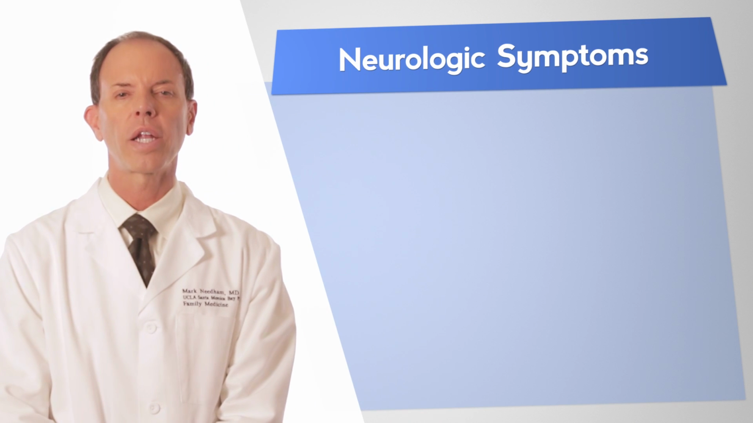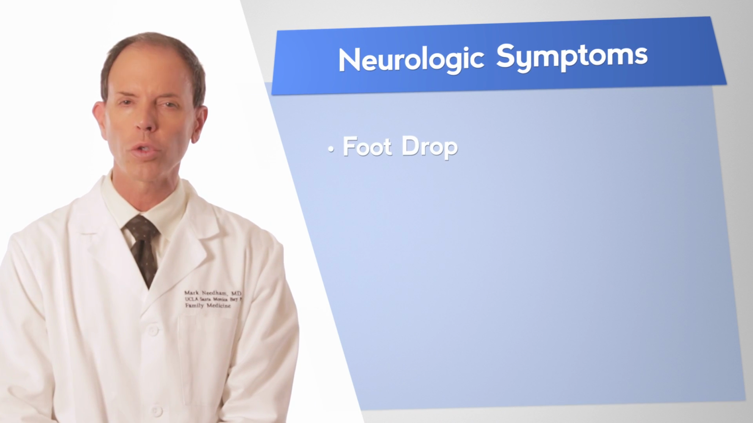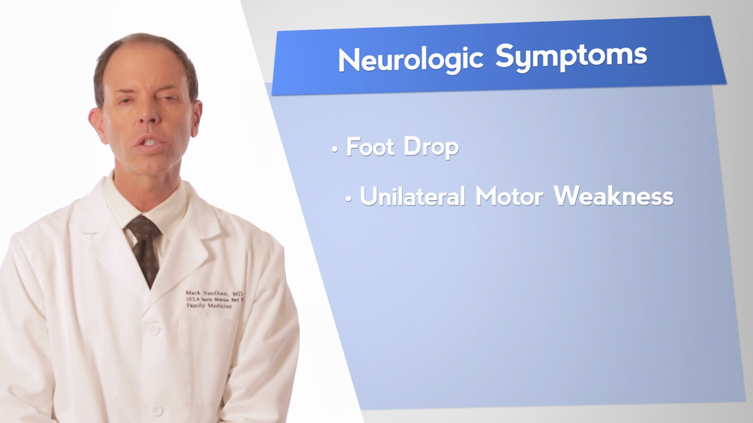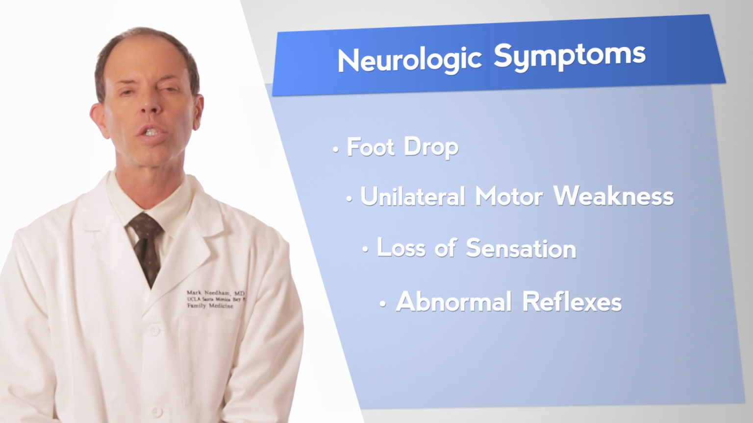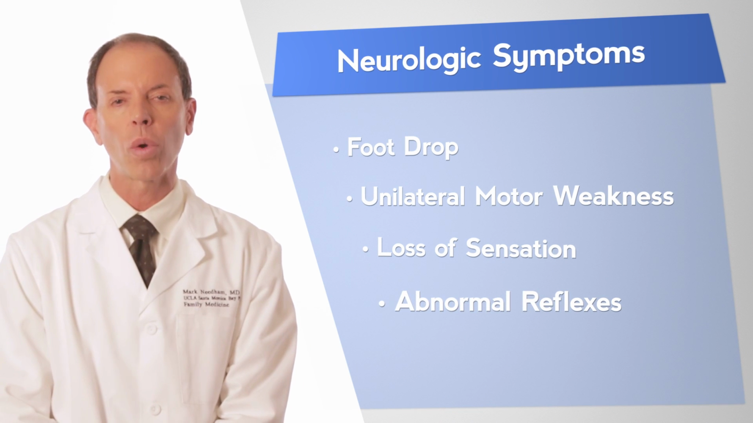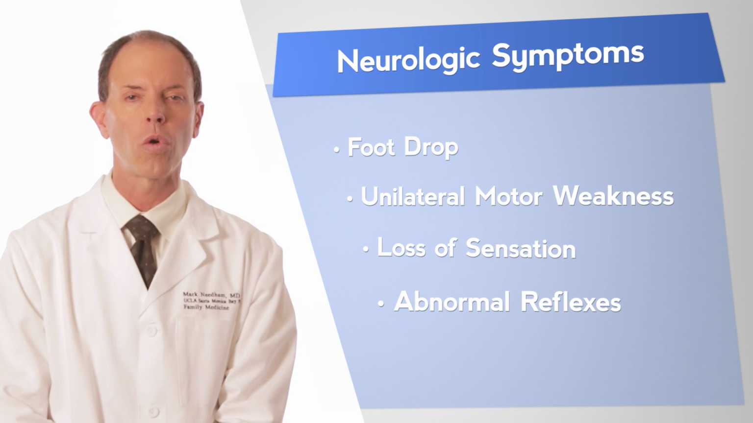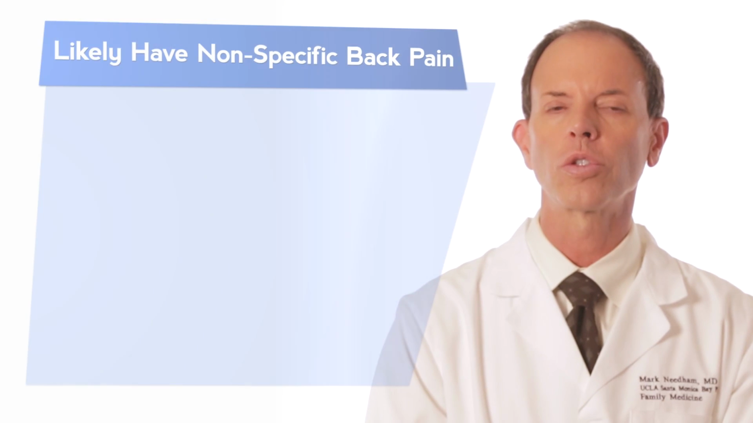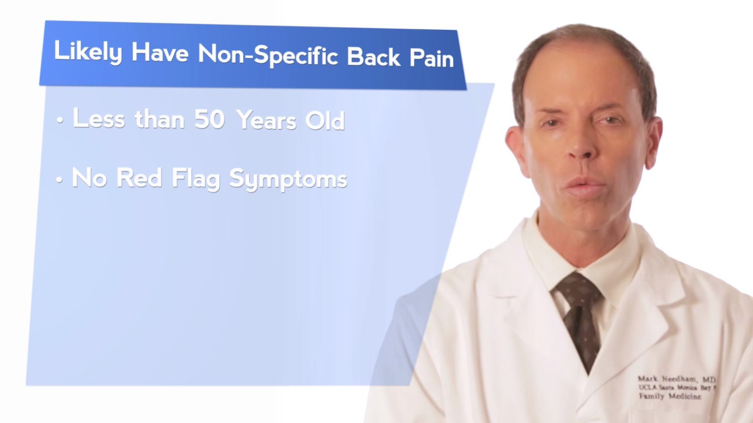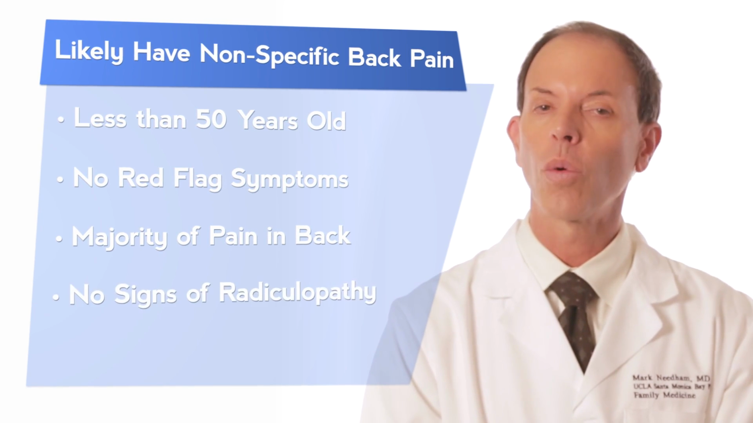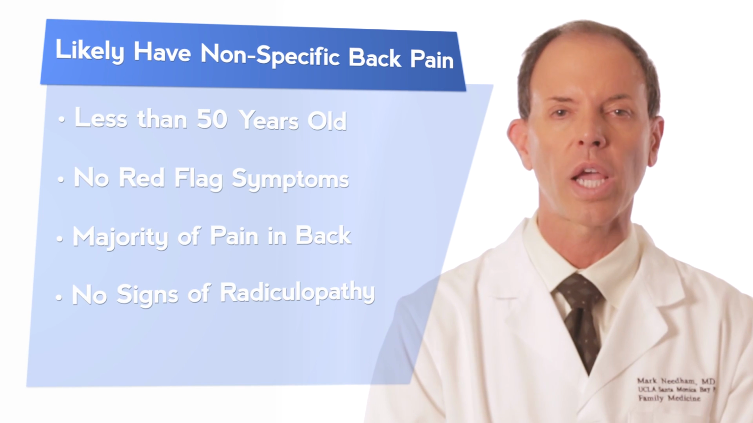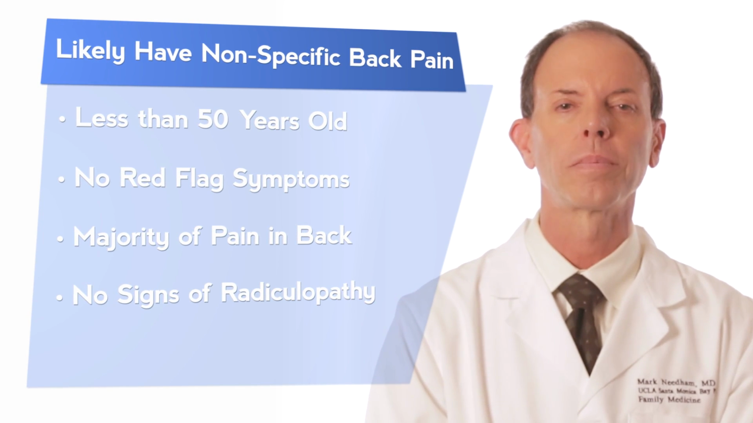In particular, identifying patients with neurologic symptoms such as foot drop, unilateral motor weakness, loss of sensation, or abnormal reflexes is helpful in making decisions about whether the patient needs imaging and when to order it, as described in video number 4. Almost all patients who are less than 50 years old, without any red flag symptoms, with the majority of their pain in the back rather than the leg, and without any signs of radiculopathy on exam, will have nonspecific back pain. Video number 3 provides a standard protocol for managing patients with acute back pain.